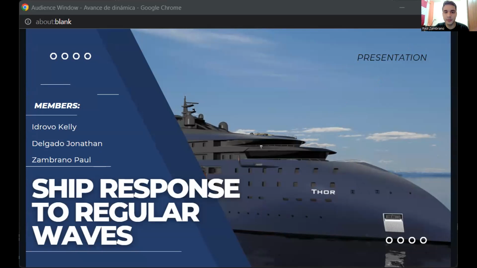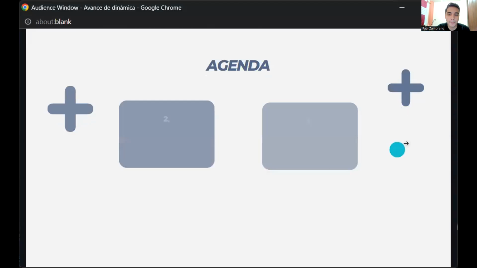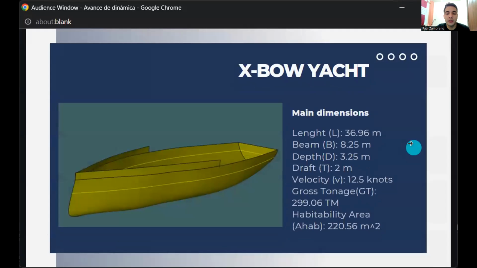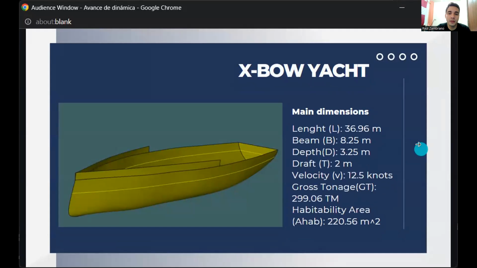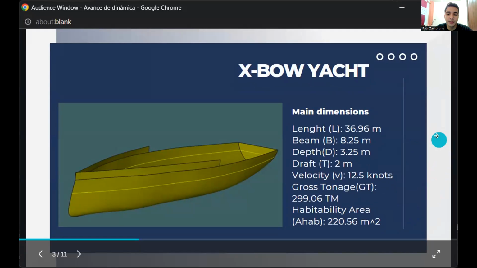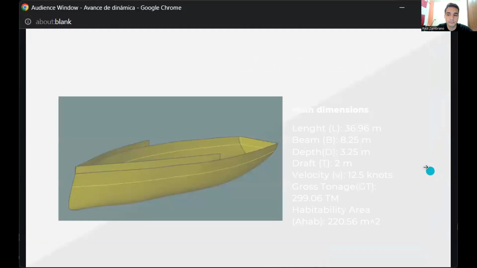Good morning, everyone. My name is Paul Zambrano, and our group is formed by Kelly Hidrobo, Jonathan Delgado, and myself. In this first advance, I will present the ship motion due to regular waves in 2 different load conditions. The agenda that we're going to be presenting is the following one. The main characteristics of our ship are the following. The owner of the ship requires a yacht with a length of no more than 40 meters and with a habitability area for 16 passengers and 10 crewmates.